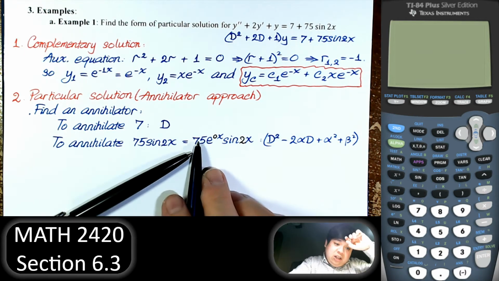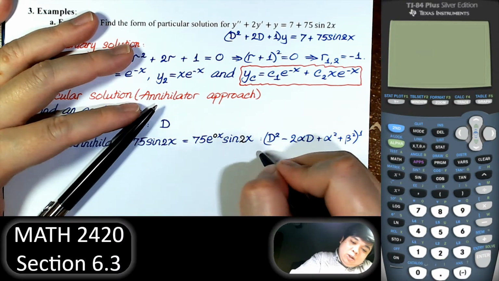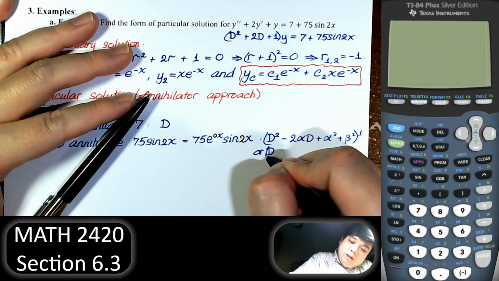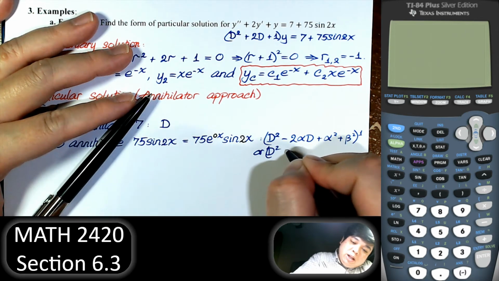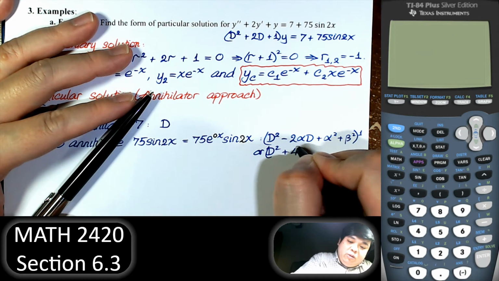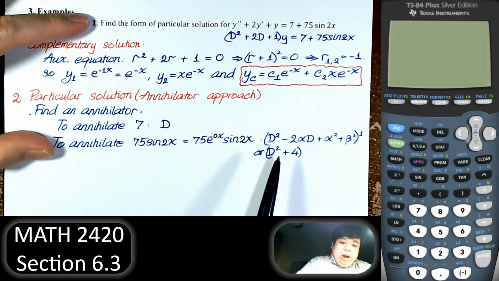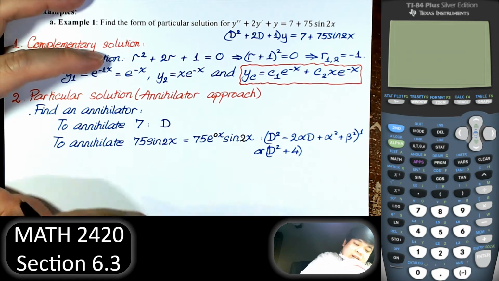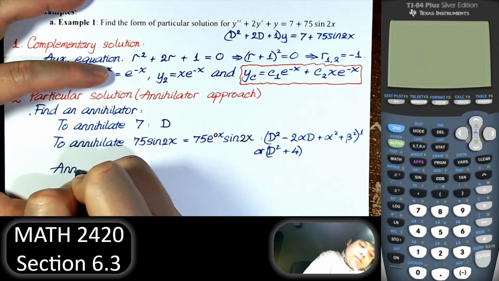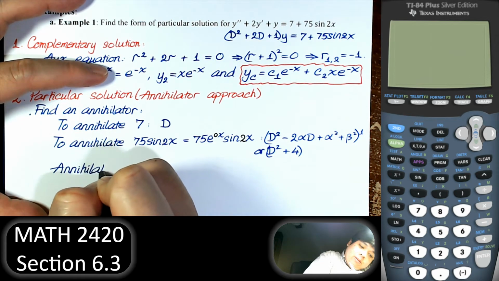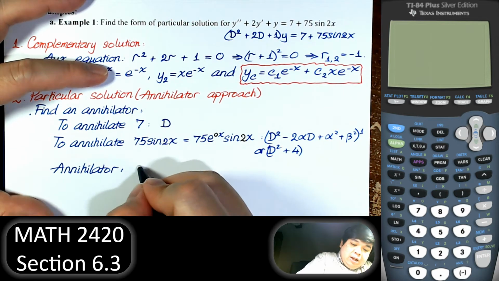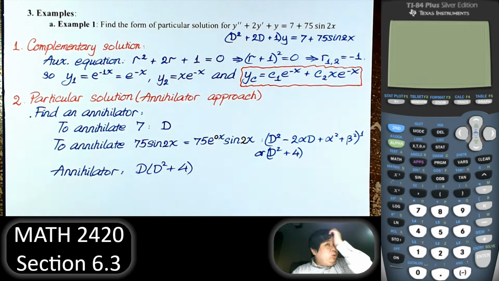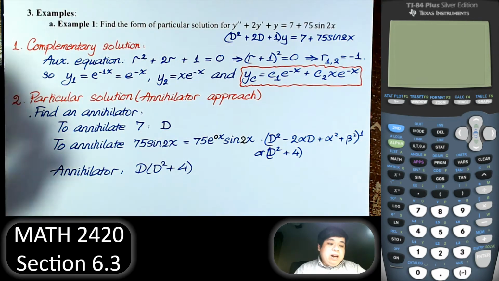And there's no x here, so that's just to the first power. So this way we have D squared, alpha is 0, so we just have D squared plus beta squared, so D squared plus 4. So D squared plus 4 will annihilate that, and D will annihilate the constant. Put them together, so the annihilator is D times D squared plus 4. Right, so that will annihilate the whole right-hand side.